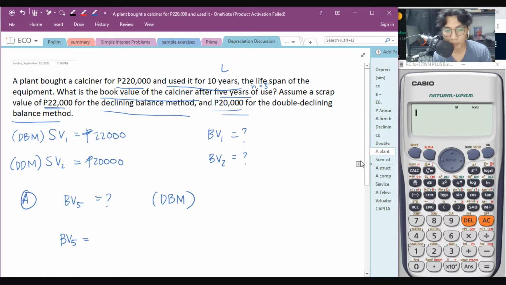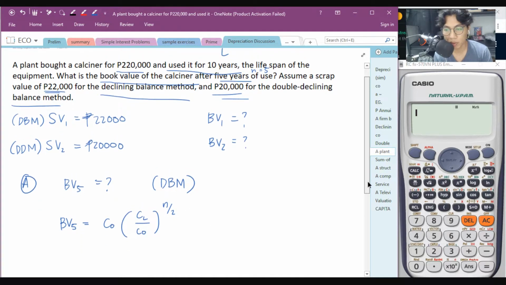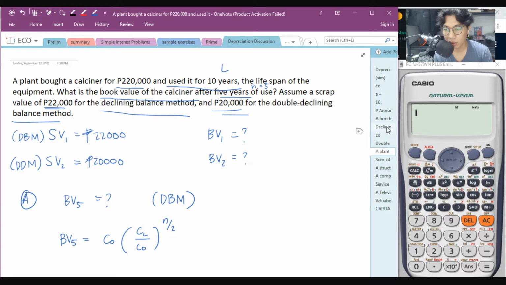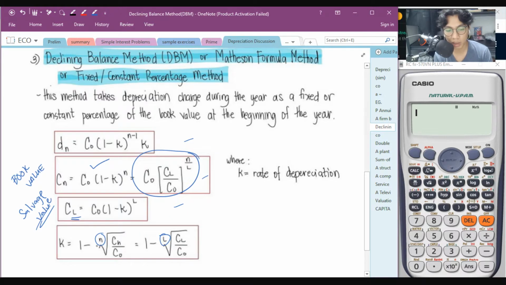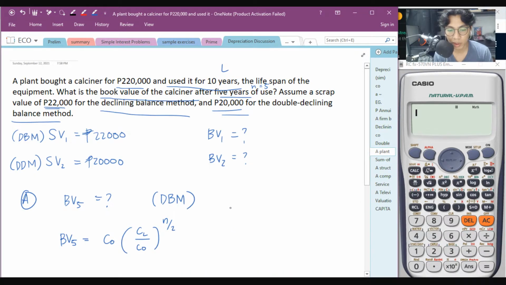Okay? So, CO, CL over CO. O, naisip nyo ba na pwede natin gamitin tong para mahanap yung K dito? Sir, paano po? Tignan nyo dito, oh. A declining balance method. Pwede nating mahanap si K. Okay? K. Kunin ko to. Okay? Pwede naman nating hanapin si K dyan eh. K is equal to 1 minus N square root ng C.